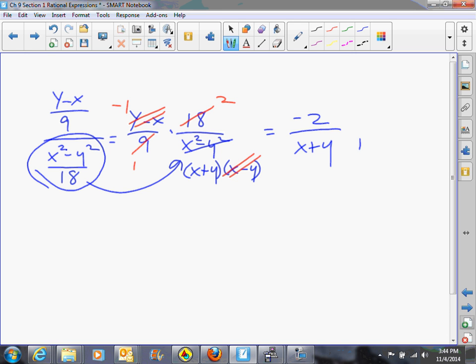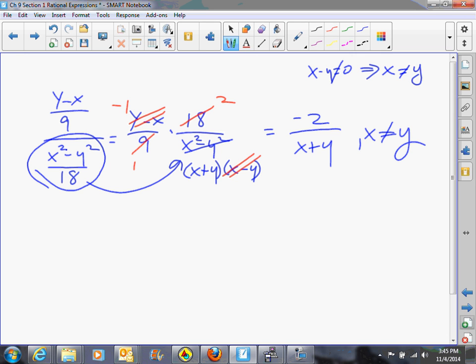And of course, x is not equal to y, because if x minus y equals 0, add y to both sides, we get x equals y. So x minus y is not equal to 0 means x is not equal to y. So we have to exclude x and y being equal to each other to get -2 over x plus y.